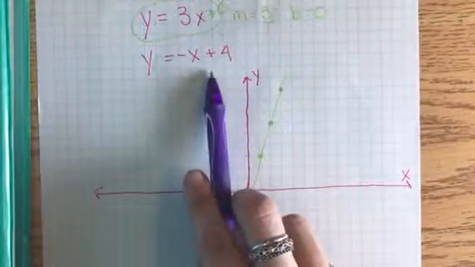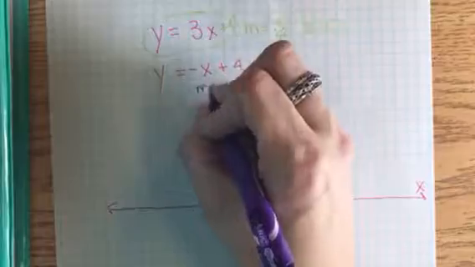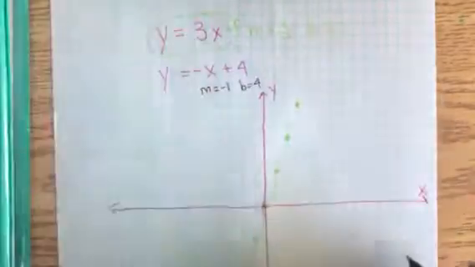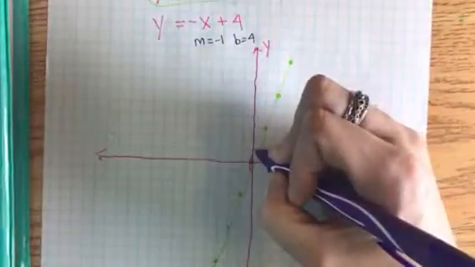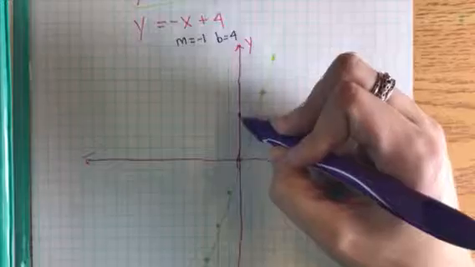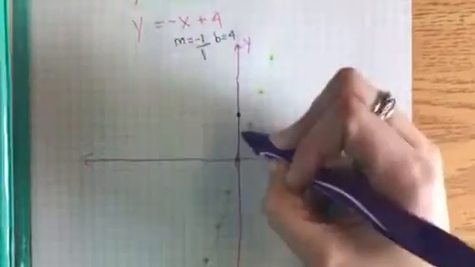Okay, now I'm going to look at my second one here. So this says m is -1, and b is 4. So I'm going to start at 4. And I'm going to go down 1, right 1, because this is -1 over 1.